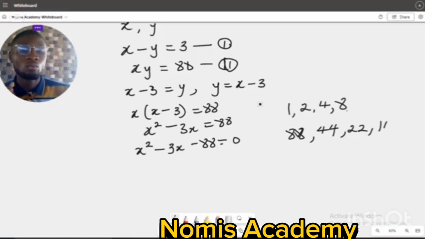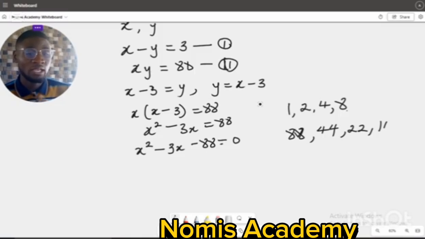Now it's time to think. Which of these factors, if I multiply two together, will give me minus 88? So meaning that one of these factors must be positive, while the other must be negative for me to have minus 88. So let's go with 11 and 8.